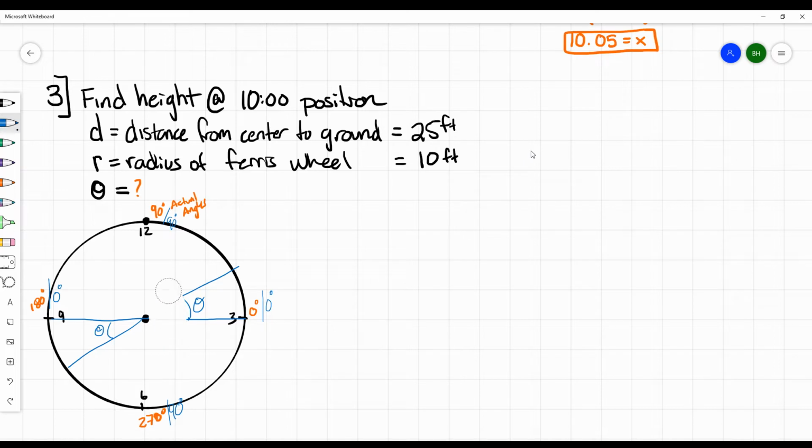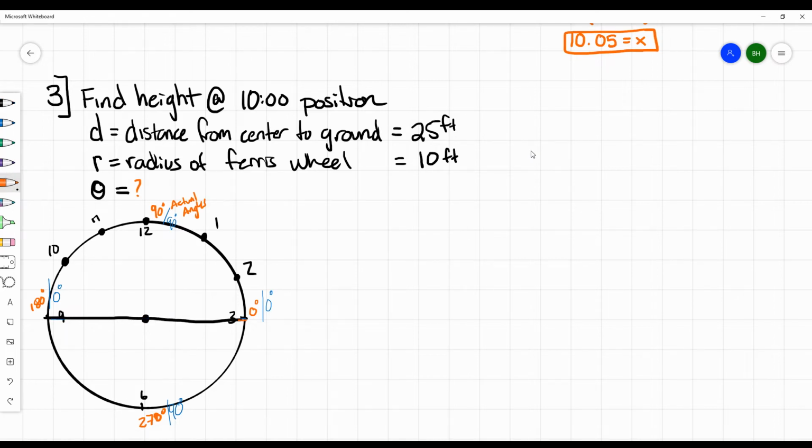And while you're at it, take a look at also what the other values are for the different points on this Ferris wheel. So if I come over here and I have the 9 o'clock position, 10 o'clock position, and 11 o'clock position, there's two ways for us to actually look at this. The first way is going to be using an actual angle beginning at the 3 o'clock position.